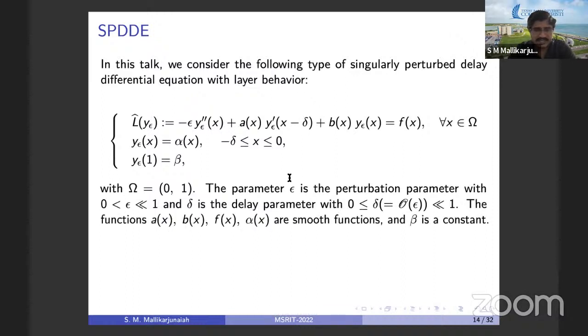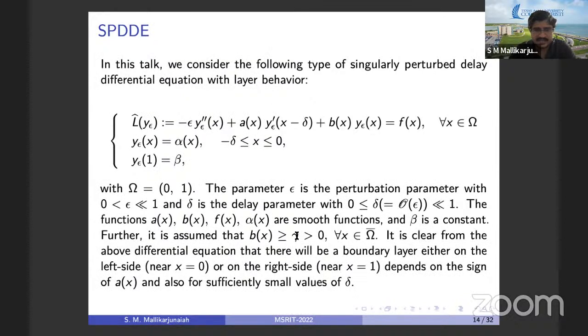Here the functions A, B, F, and alpha are smooth functions, and beta is a constant. Further, we need to assume that the function B of x is greater than some number gamma, which is a positive quantity, for all x in the closed interval 0, 1. Then it is clear from this equation that, as I was saying before, there will be a boundary layer behavior, either on the left side or the right side, depending on the value of delta and also the sign of A.